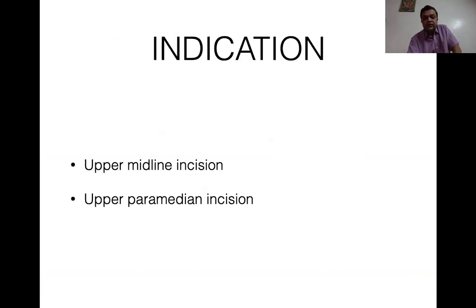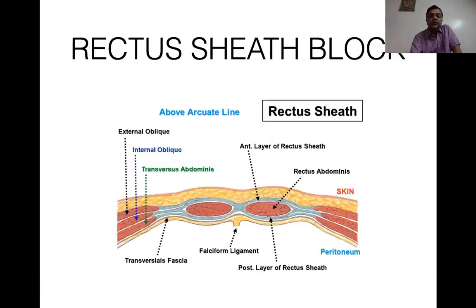Rectus sheath block is used for upper midline incision. You can give a bilateral block to give upper midline incision pain relief, or if it is a paramedian incision, you can give a single side block.